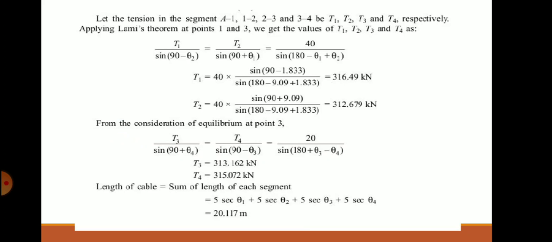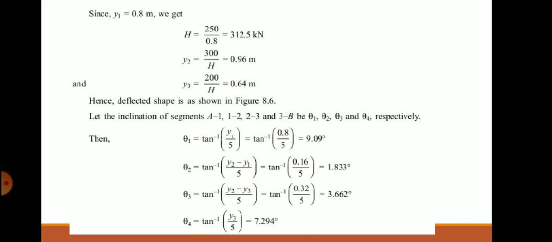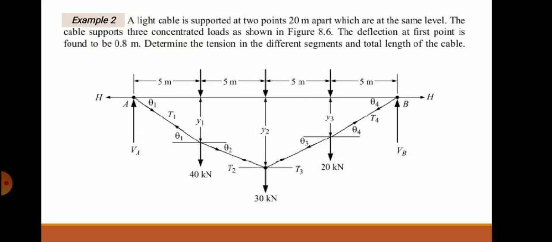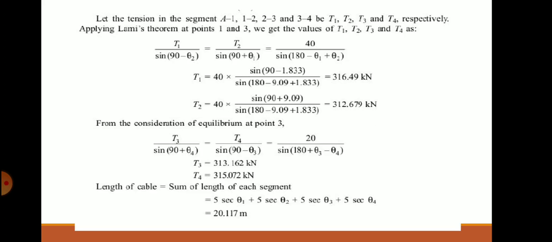Next is the tension in the segments A1, 1-2, 2-3, 3-4. So the tension in each cable segment is evaluated. See the figure: T1, T2 and 40. There are only 3 forces, so you can use Lami's theorem, T1, T2 and 40, 3 forces.